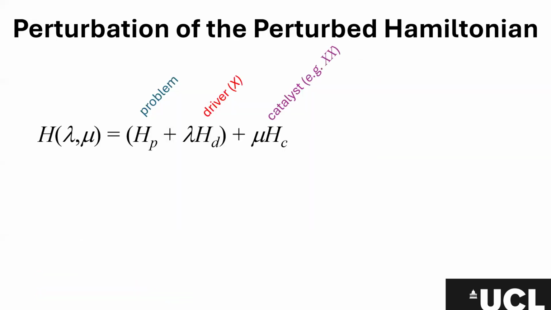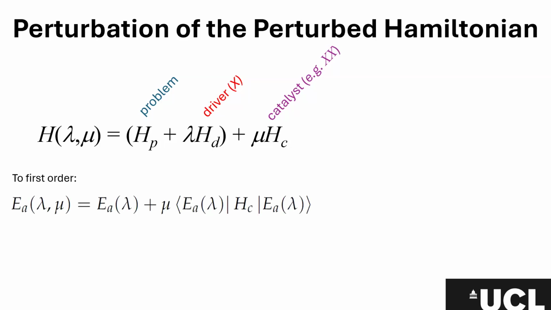So we can start doing some perturbative analysis of this. First of all, we have to perturb the problem Hamiltonian with the driver with some perturbative parameter lambda. And then we're going to add a catalyst to this. This might be an XX catalyst, or it could be some other term. We're going to analyze this by considering the effect of the catalyst as being a perturbation on the already perturbed Hamiltonian, where that perturbation is from the driver. So there are two perturbations going on, the driver with weight lambda and the catalyst with weight mu.